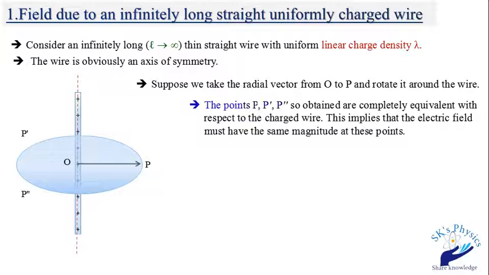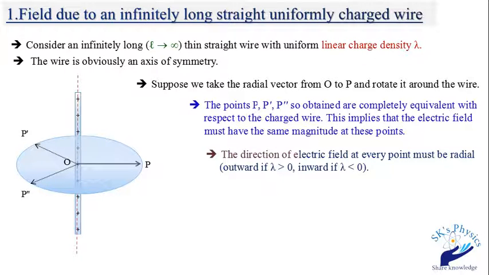The points P, P dash, P double dash obtained are completely equivalent with respect to the charged wire. This implies that the electric field must have the same magnitude at these points. The distance between O to P dash and O to P double dash is also the same, so the magnitude of electric field at these points is also the same.